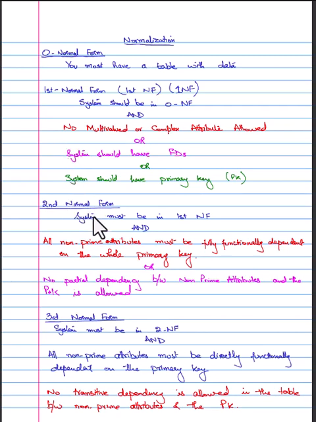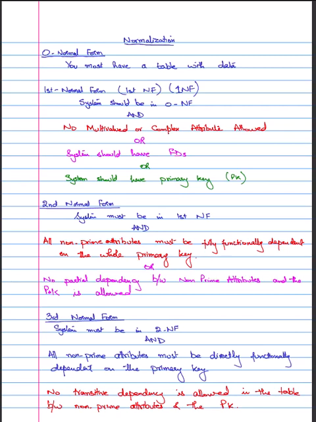In second normal form, the system must first be in first normal form. This means the primary key must be identified, and all non-prime attributes must be fully functionally dependent on the whole primary key. Remember, whole primary key. So what are prime and non-prime attributes? It is already covered in our last lecture. Non-prime attributes are those which are not prime, and prime attributes are those attributes which are part of the primary key.